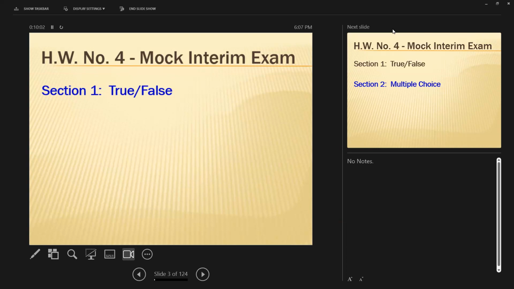So the answers are as follows: true or false. One is A. Two is A. Three is B. Four is B. Five is A. Six is A. Seven is A. Eight is B. Nine is B. 10 is A. 11 is A. And 12 is B. And so let me go back to question 4.